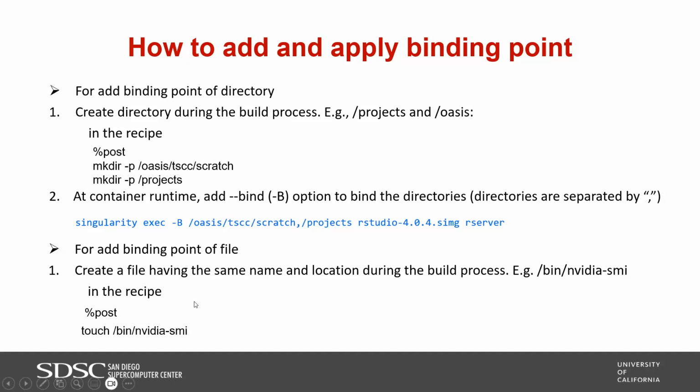And of course, if we want to add binding points for some files when creating containers from the recipe, we can create some empty files with the touch command first. For example, in the recipe, use touch /bin/nvidia-smi. So there will be an empty file created inside the container, and then at container runtime, that command will be available inside the container.